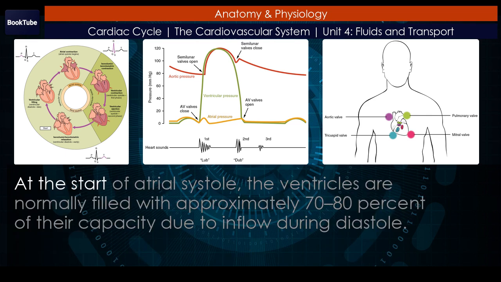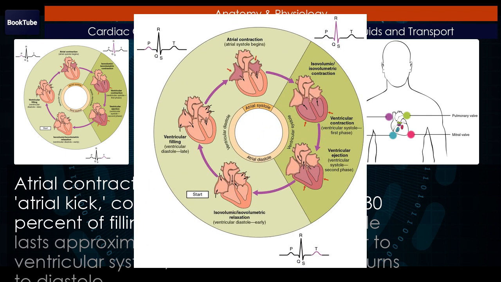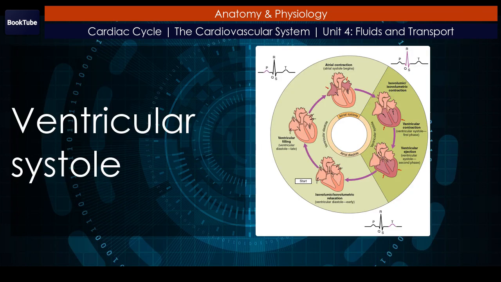At the start of atrial systole, the ventricles are normally filled with approximately 70 to 80% of their capacity due to inflow. During diastole, atrial contraction, also referred to as the atrial kick, contributes the remaining 20 to 30% of filling. See Figure 1. Atrial systole lasts approximately 100 milliseconds and ends prior to ventricular systole, as the atrial muscle returns to diastole. Ventricular systole.